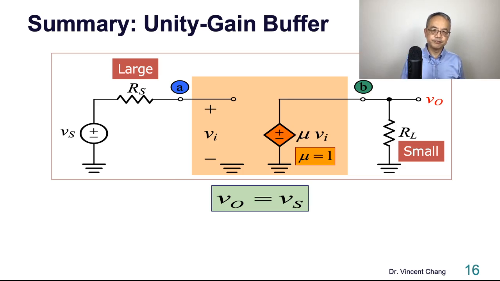So let me ask you, what are the three characteristics of the ideal unity gain buffer? You may want to take note. The first one is infinite input resistance. The second one is zero output resistance. And Mi, the voltage transfer ratio, equals 1. So I hope you gain the fundamental concept of the voltage buffer.